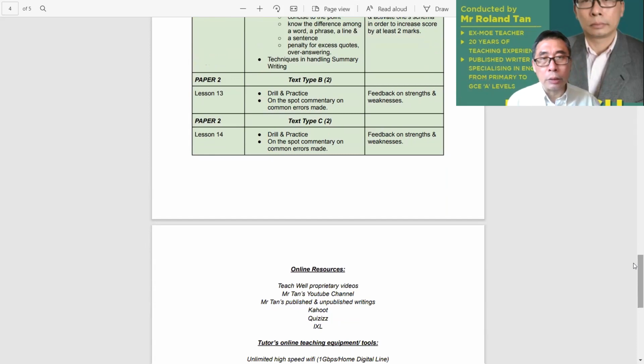In lesson 13, text type B, we are just going to do drill and practice, and I'll be offering on-the-spot commentary on common errors made. So this is to provide you with feedback on your strengths and weaknesses. Finally, lesson 14, we'll do a drill and practice on your text type C. So again, I would do a live on-the-spot commentary on common errors made and provide you with feedback on strengths and weaknesses. That wraps up my lesson plan for the 14 lessons.